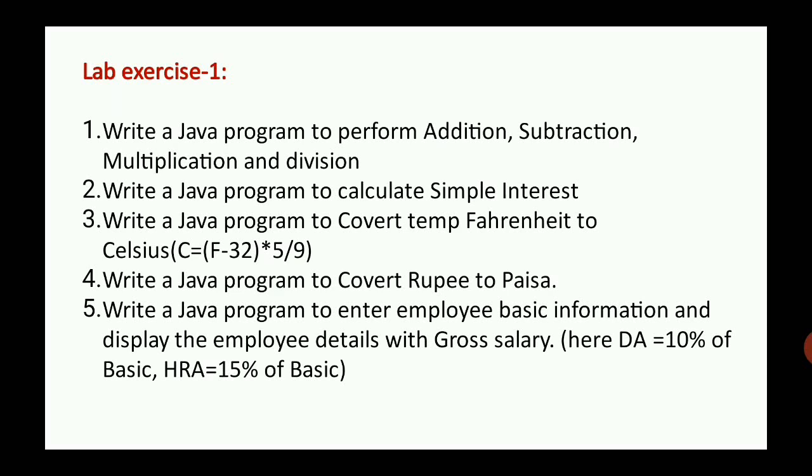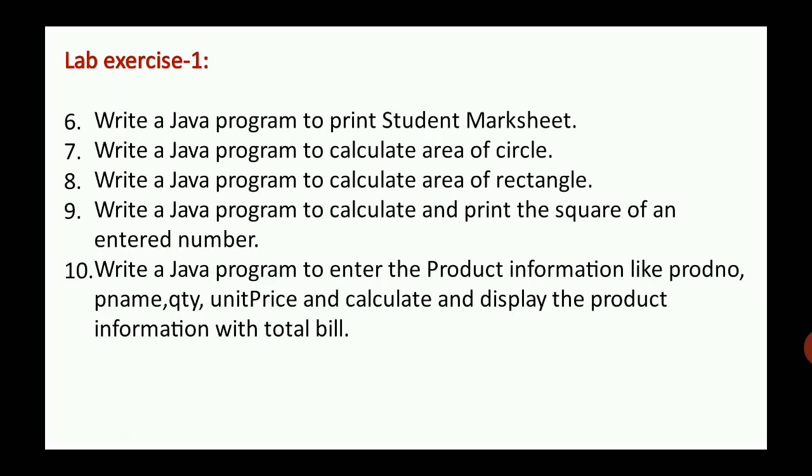You have to take the input of basic salary from the user, and after taking the input, write down the formula for calculating the DA. DA equals 10% of basic, then HRA 15% of basic. Then after calculating DA and HRA, write down the formula for gross salary. Gross salary is equal to basic plus DA plus HRA. This way you can complete these 5 programs.